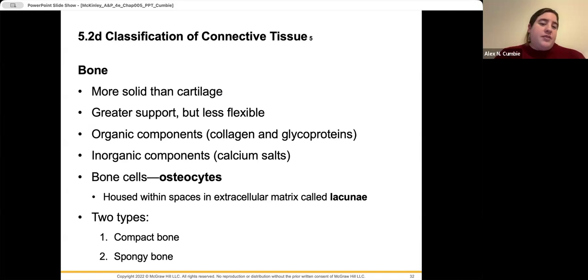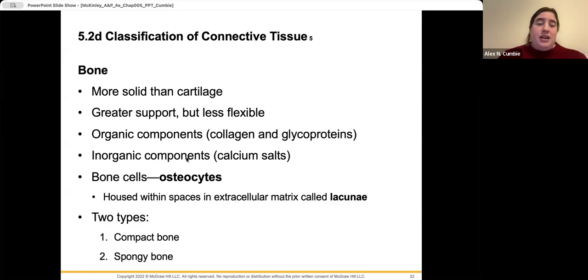The second type of supportive connective tissue is bone, and it's very, very similar to cartilage, except its extracellular matrix is highly calcified, right? Really, really tough with these inorganic components like calcium salts, like calcium phosphorus. So we have a very similar looking tissue, okay, to our cartilage, except in bone tissue, all of the stuff surrounding those cells is super calcified, so super hard and tough.